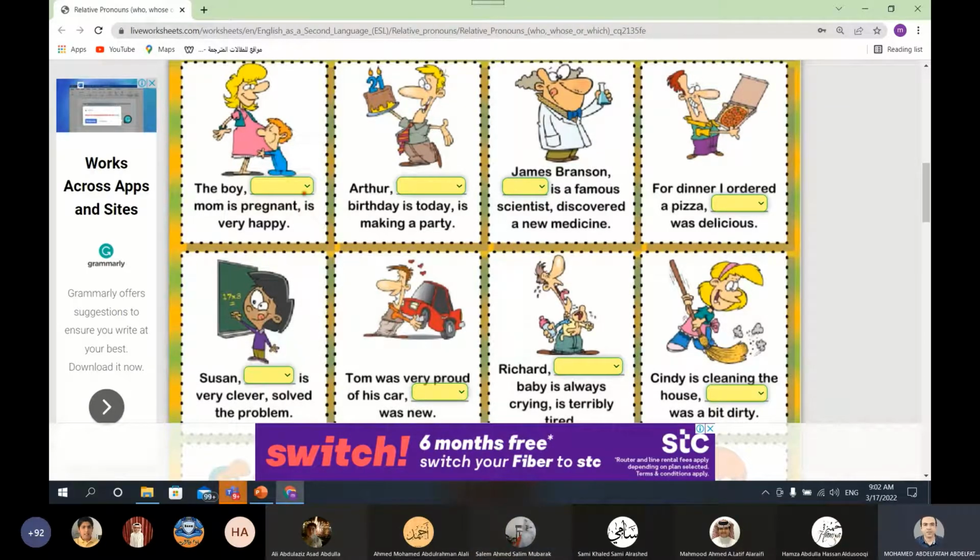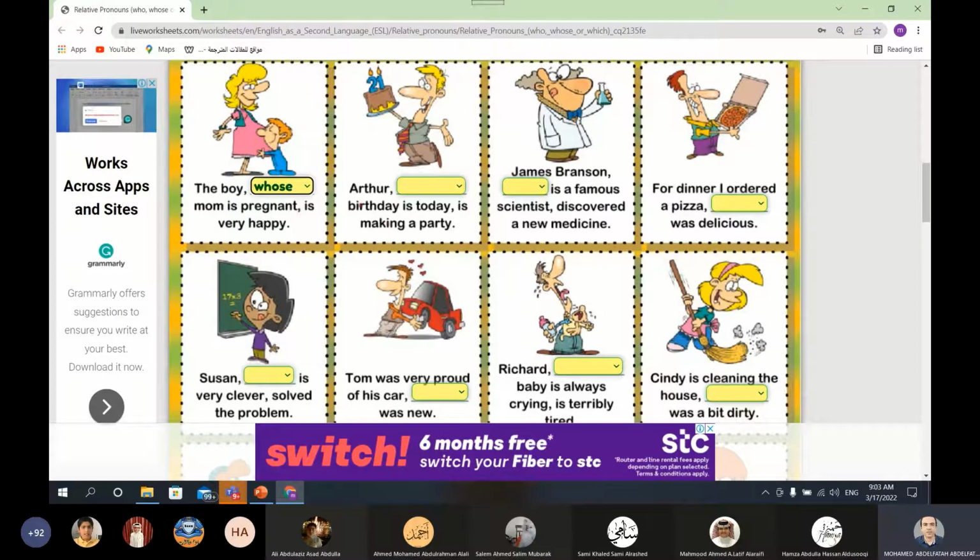Number 5. The boy, look here, the mom is pregnant. The boy what? Mom is pregnant, is very happy. Who, whose, or which? Whose, yeah, whose mom? The boy whose mom. Whose is used for possessions, okay, for possessive. The boy whose money was stolen, the boy whose lunch bag was lost, and so many examples. The boy whose mom is pregnant is very happy, and this is the correct answer.